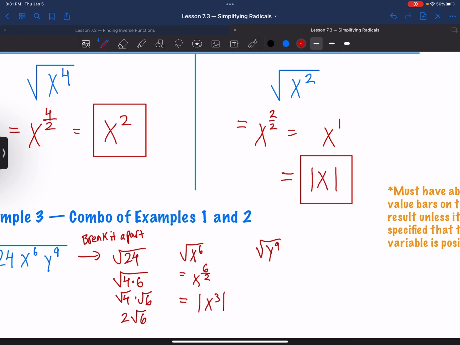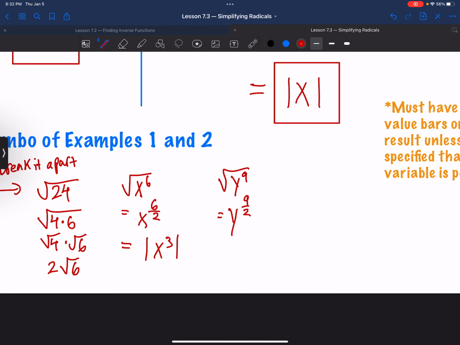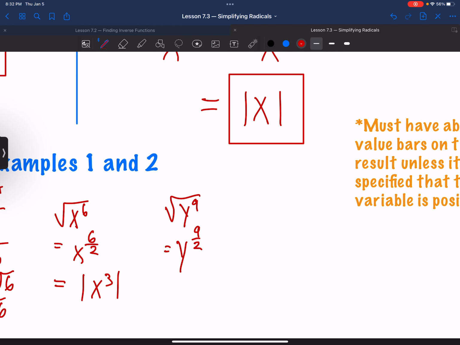To do this one, if you've noticed, you're really just looking at that exponent and dividing by 2, right? We could write this as y to the power of 9 halves. But we want to simplify this. I'm not just going to rewrite it as 9 halves. I'm going to manipulate the powers so that I pull out the perfect squares within the variable. So here's how you're going to do that.